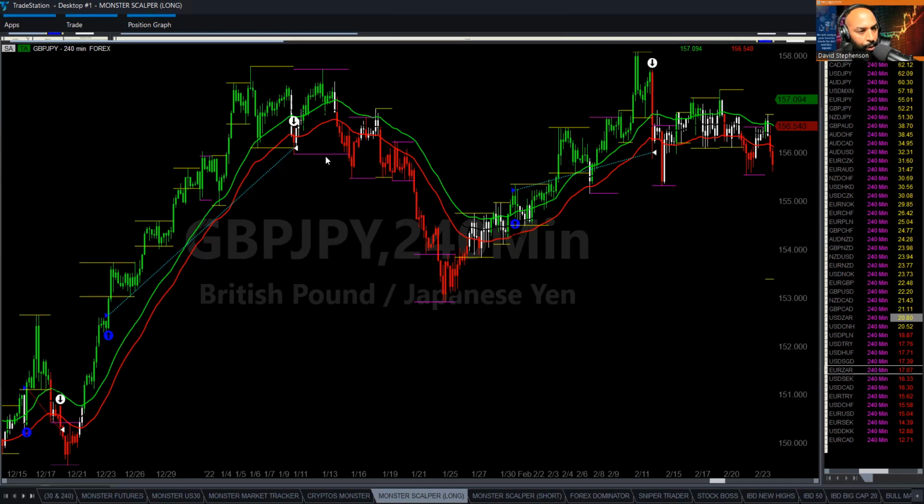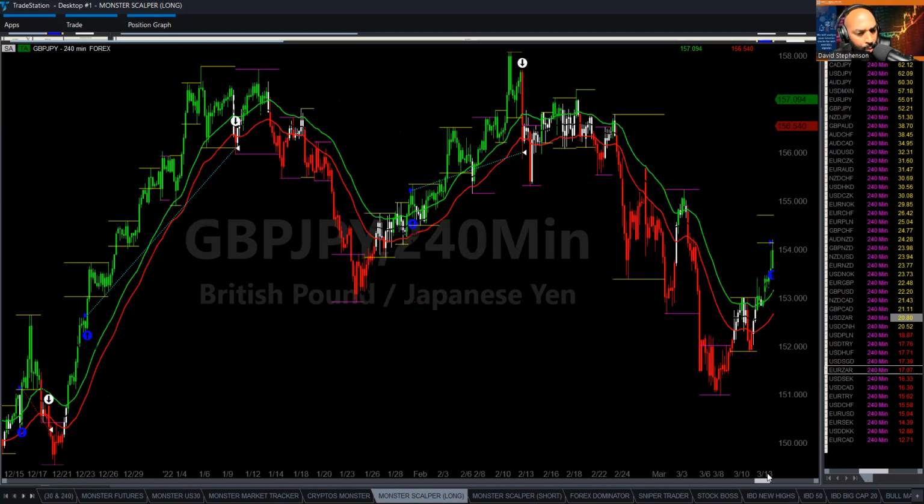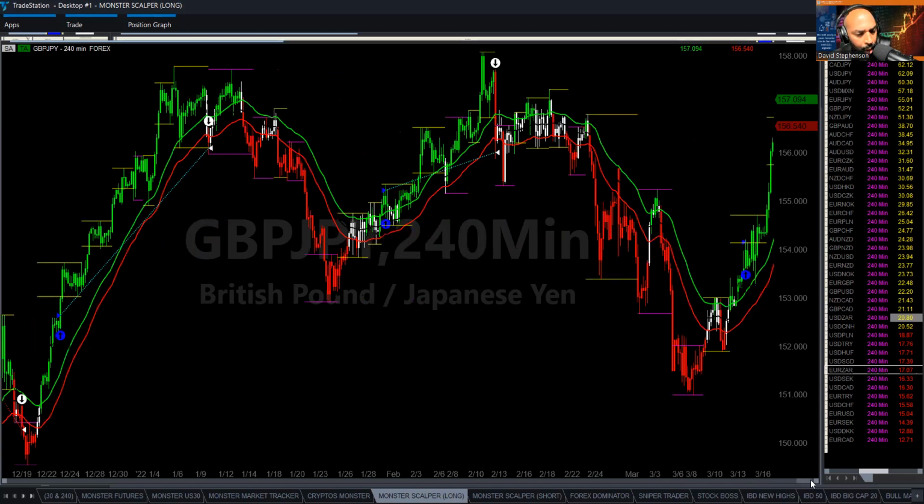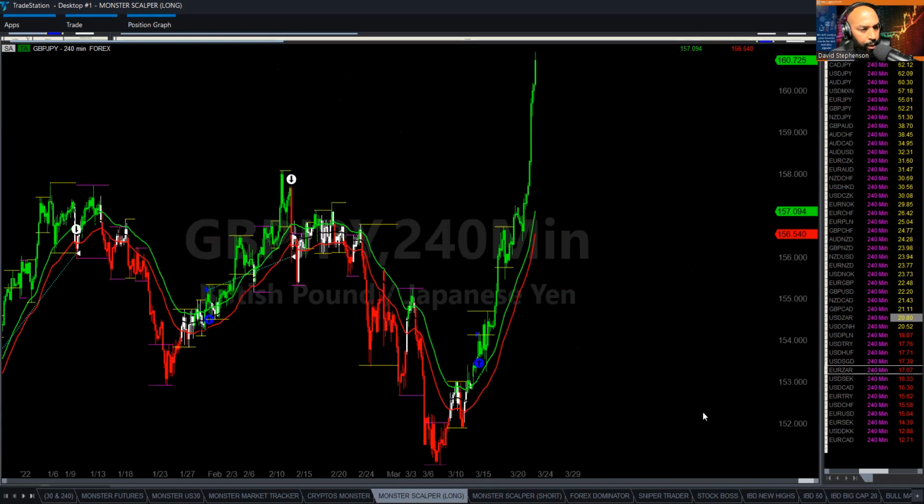Sometimes you will get it right at resistance. Right here, the price closed above this resistance. We got a buy signal here. The price pulled back and held support. If we had put a stop loss anywhere in here, we would have gotten stopped out. One second.